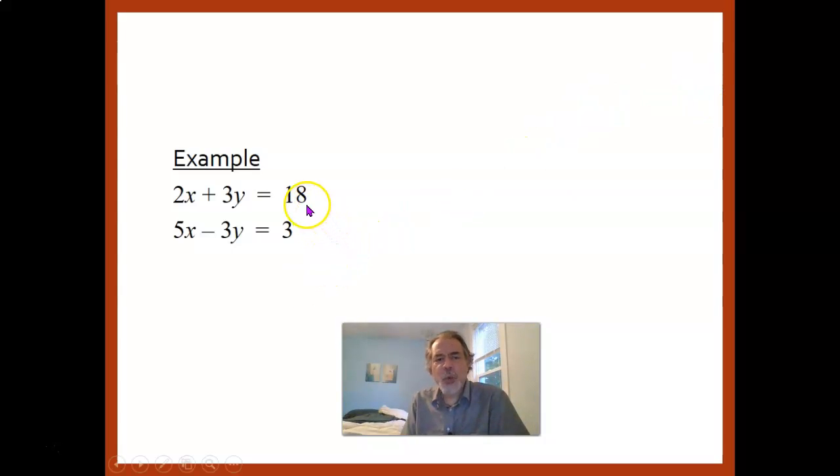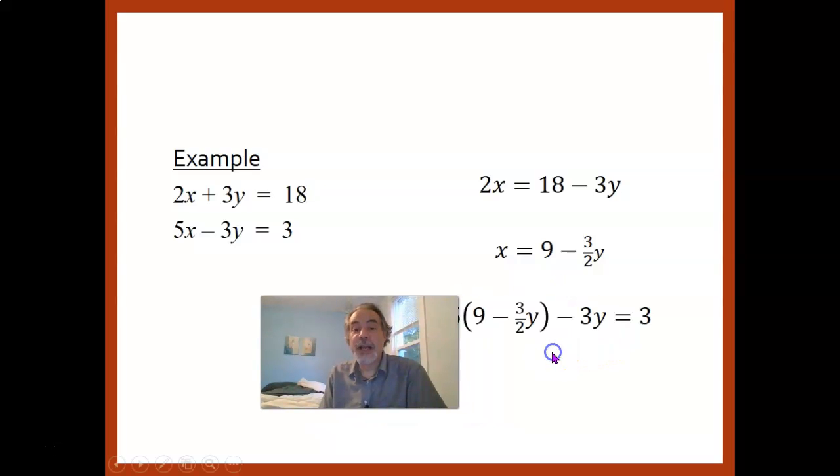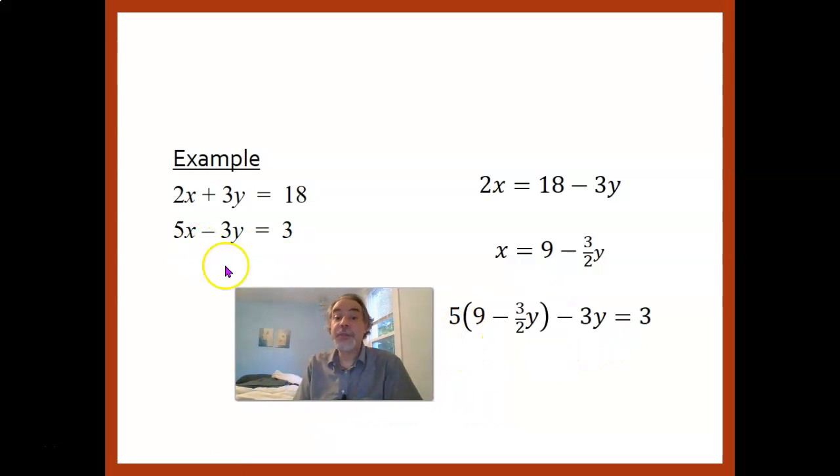Like, we could take the top equation and solve it for x, subtract 3y from both sides, so 2x equals 18 minus 3y. Then divide both sides by 2, and we get x equals 9 minus 3/2 y. Then substitute into that other equation: 5 times (9 minus 3/2 y) minus 3y equals 3. And take it from there, and it would work, but we would be working with fractions. It would get a little bit complicated. There's an easier way in this particular example.